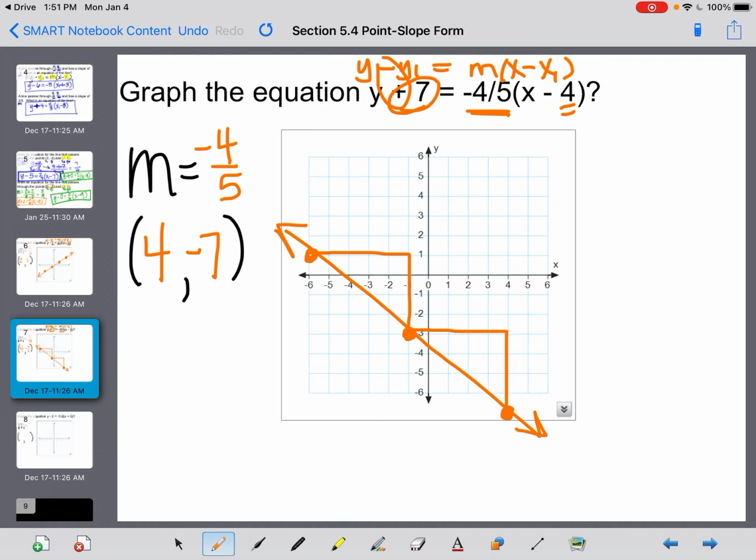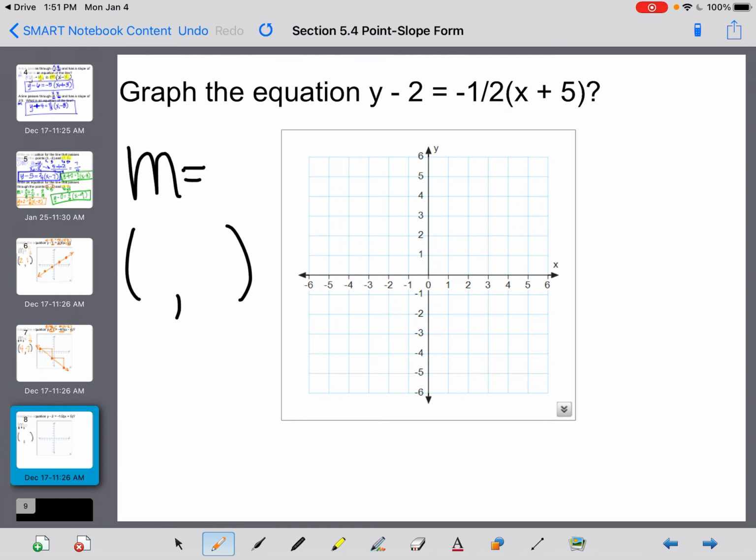Be careful with these plus. Anytime that there's a plus means the ordered pair had a negative number in it. Okay, one more practice one before part 1 is over here. Y minus 2 equals negative 1/2 times x plus 5. I'm just going to rewrite the form so we don't forget.